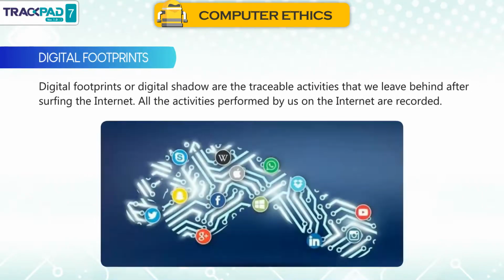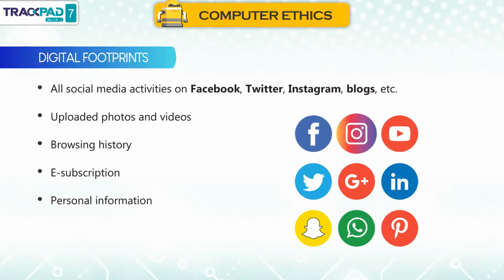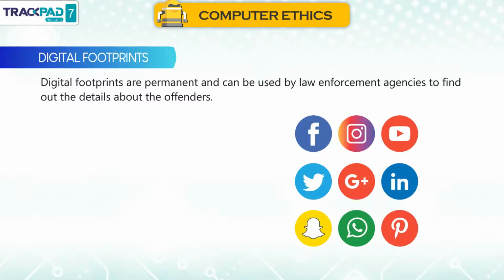Digital footprints. Digital footprints or digital shadow are the traceable activities that we leave behind after surfing the internet. All the activities performed by us on the internet are recorded. All social media activities on Facebook, Twitter, Instagram, blogs, etc. Uploaded photos and videos. Browsing history. E-subscription. Personal information. Played online games. Digital footprints are permanent and can be used by law enforcement agencies to find out the details about the offender.